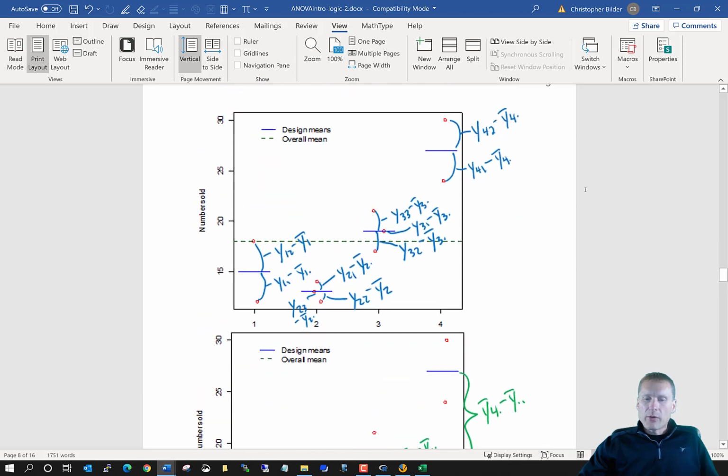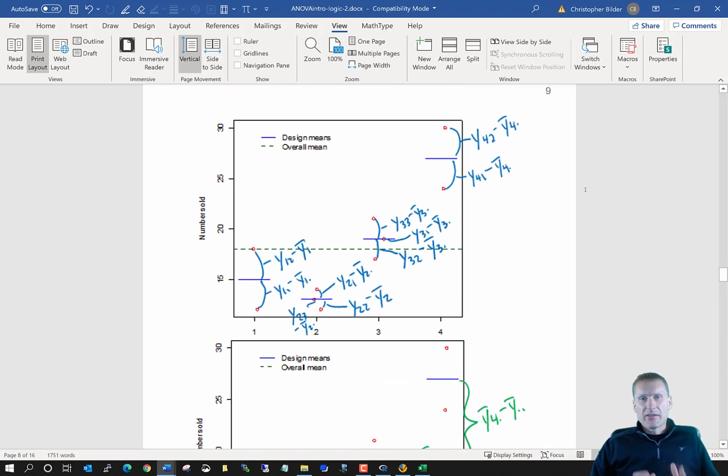Now, in terms of SSE, sum of squares for error, or MSE, mean square error, the top plot on page 9 helps demonstrate what's going on there, where we're always looking now within a factor level. How far is a particular observation from the corresponding factor level's mean?